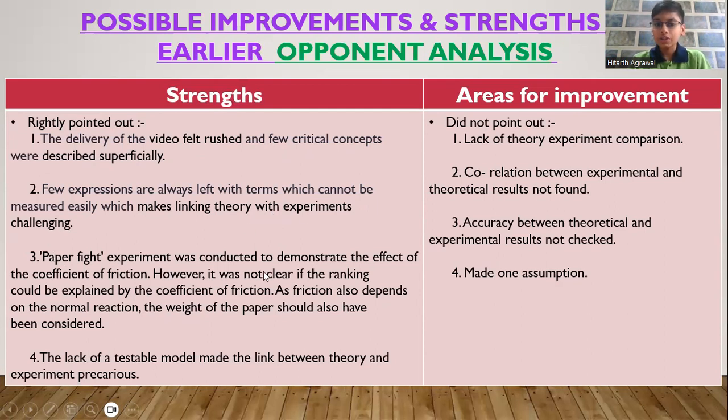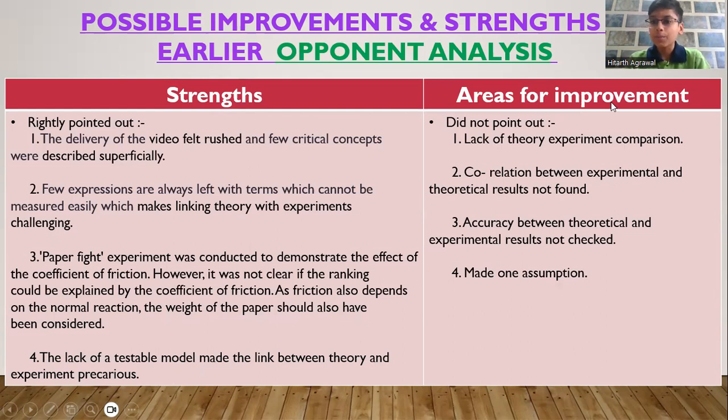The paper fight experiment was conducted to demonstrate the effect of the coefficient of friction. However, it was not clear if the ranking could be explained by the coefficient of friction. As friction also depends on the normal reaction, the weight of the paper should also have been considered. The lack of a testable model made the link between theory and experiment precarious.